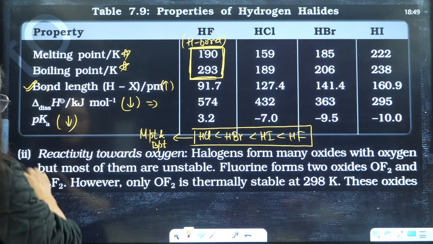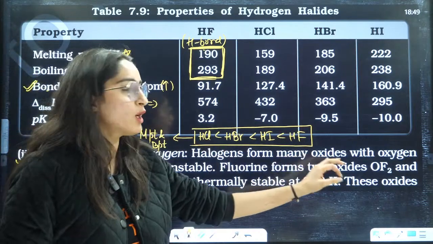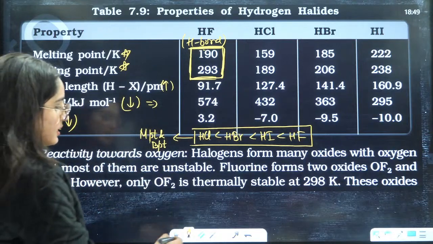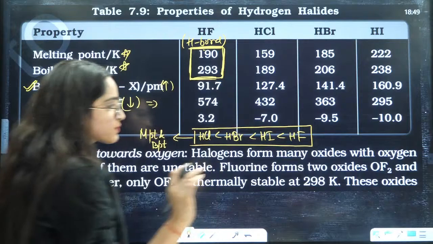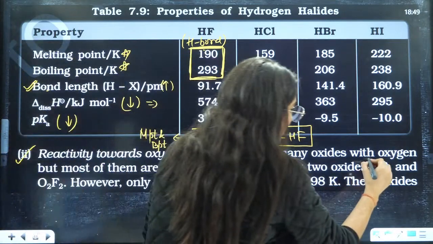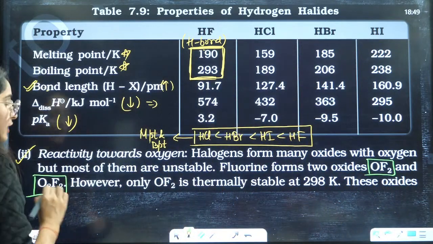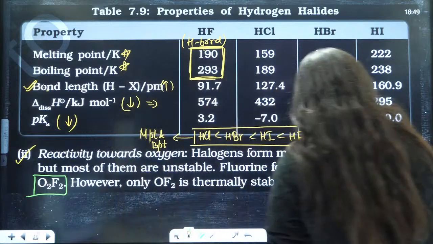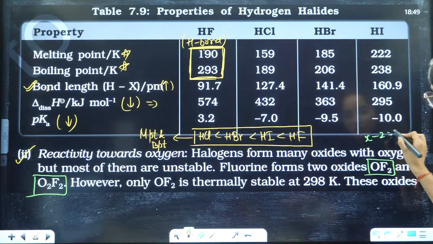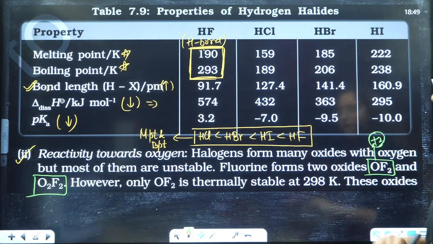Now, next is reactivity towards oxygen. Halogens mainly form oxides with oxygen, but most of them are unstable, right? So it will form oxides, but they are not very stable. Fluorine forms some very important oxides, OF2 and O2F2. Why are they important? The oxidation state is very important for oxygen. It is X minus 2 equals 0. Here, oxygen is in plus 2 oxidation state, right?